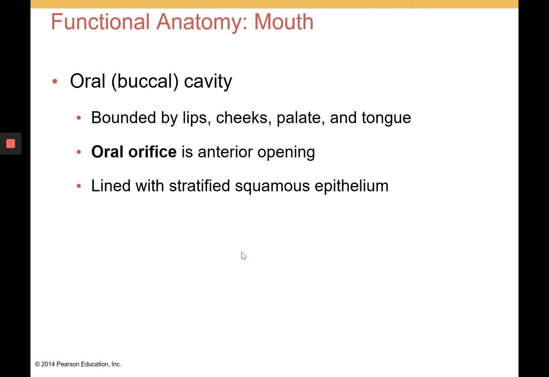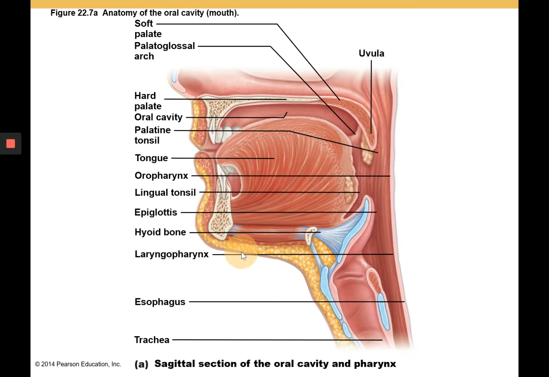We're next going to look at just some functional anatomy. We'll start with the oral cavity, or the mouth. The oral cavity is also known as the buccal cavity because it's found medial to the buccal region of the body, or the cheeks. It is bounded laterally by the cheeks, anteriorly by the lips, superiorly by the hard and soft palate, and we find the tongue, which is skeletal muscle, within the oral cavity. The oral orifice is the anterior opening of the mouth, bounded by the lips, and we see that the oral cavity is lined with stratified squamous epithelium.